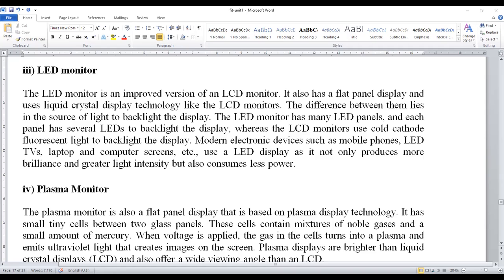LED stands for light emitting diode. LCD stands for liquid crystal display, and this is LED, light emitting diode. The light it emits in the background, you can see the light emitting diodes, and these diodes will glow. Based on this glow, the image will look clear. These are the LED panels.